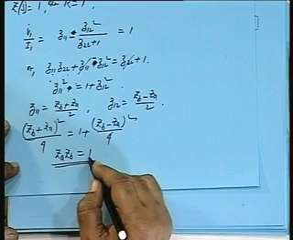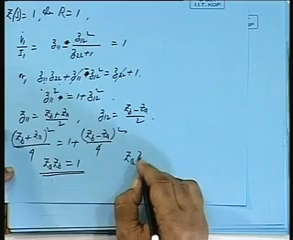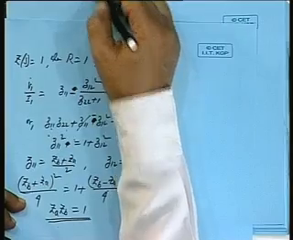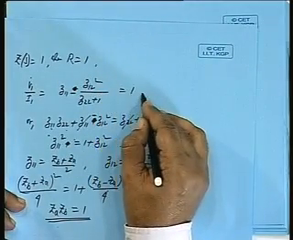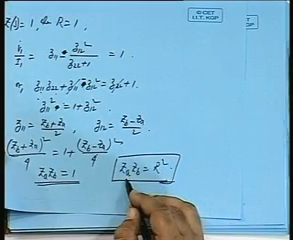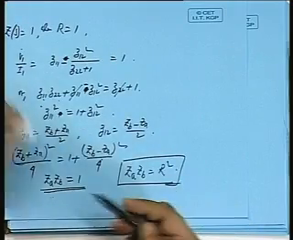This is for a normalized relation. If it is equal to any R, ZA ZB should be equal to R squared. That you can see from here itself. If you had put R here, you would have got R squared. So, in general ZA ZB should be equal to R squared. Once you select ZA, automatically ZB is fixed. For such a lattice network, terminating impedance R will generate an impedance of R looking inside. Thank you very much.